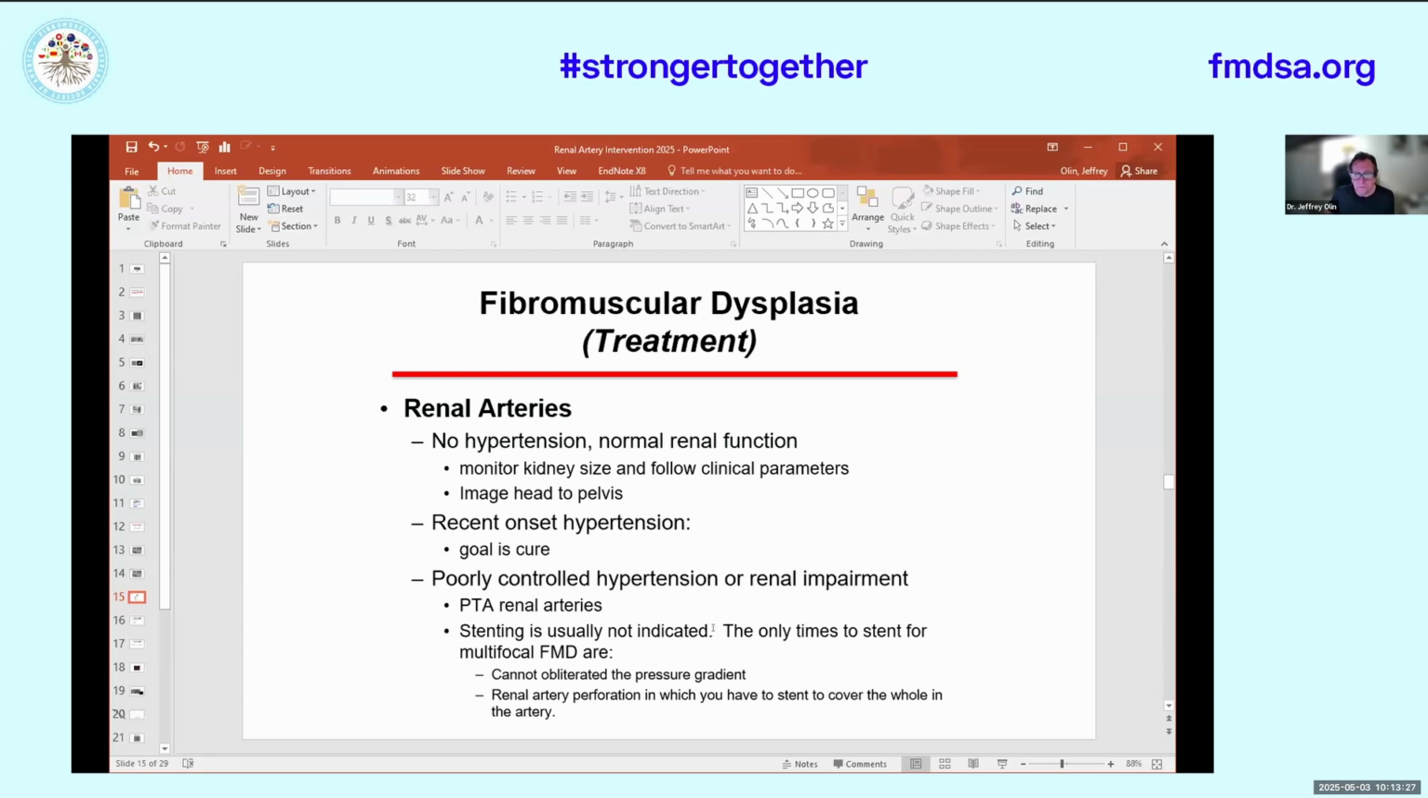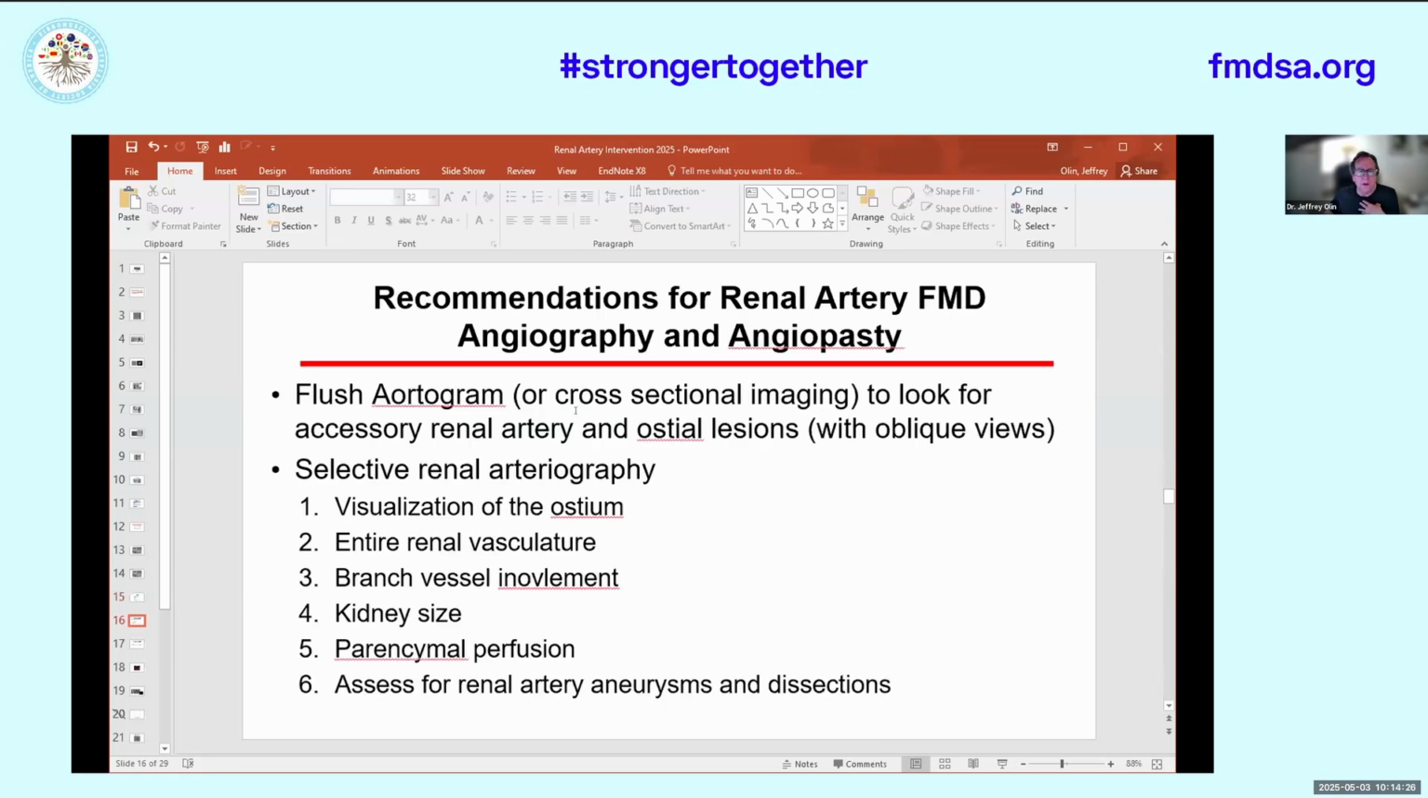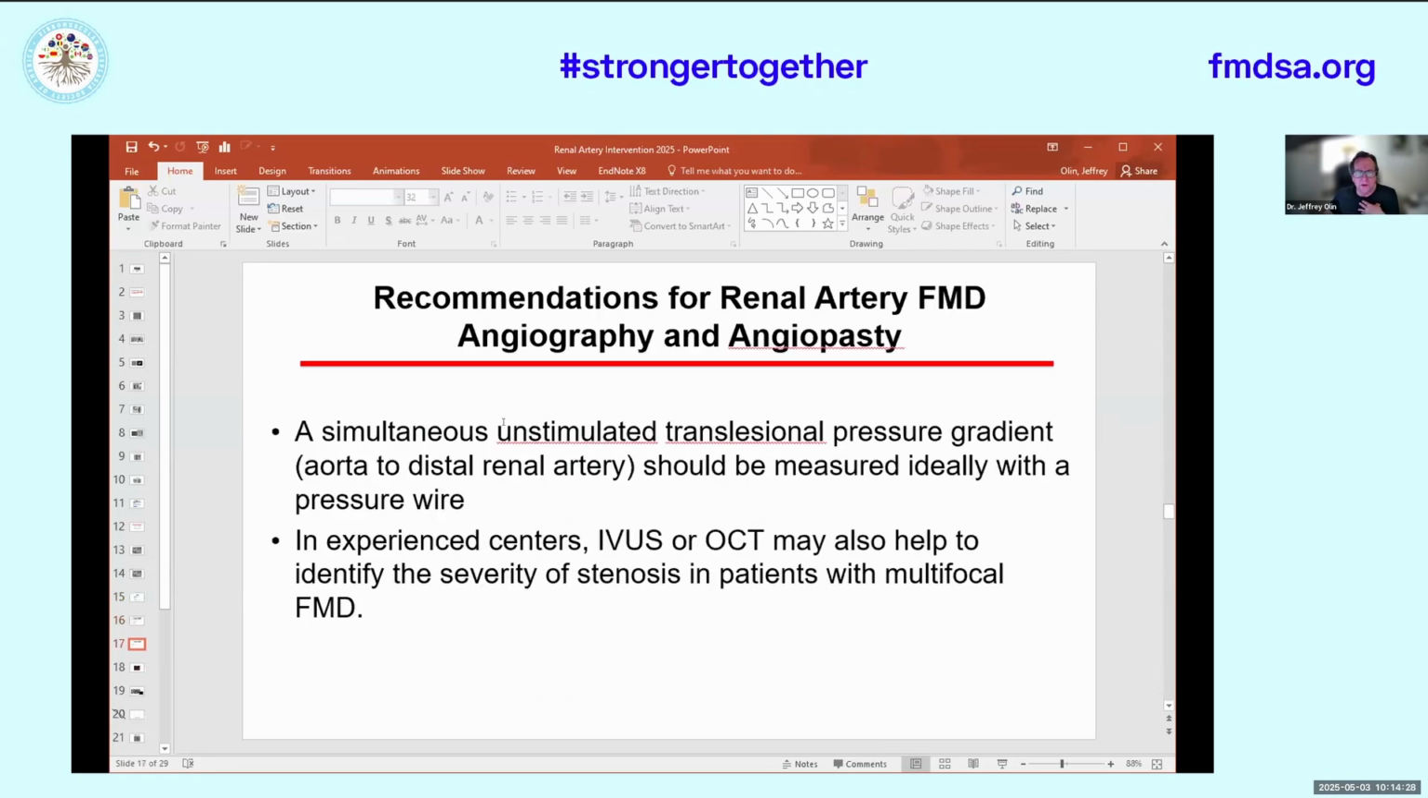The only times to stent for multifocal FMD is if you cannot obliterate the pressure gradient, or if you cause a renal artery perforation, a hole in the artery, in which you need to put a covered stent in to cover the hole in the artery. I'm not going to go over the technical aspects of this, other than you should do an unstimulated translesional gradient of the aorta to renal arteries.